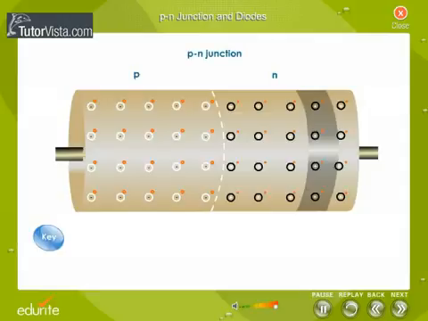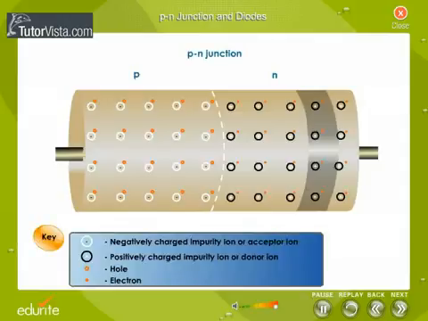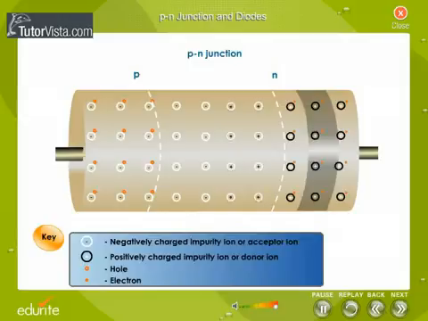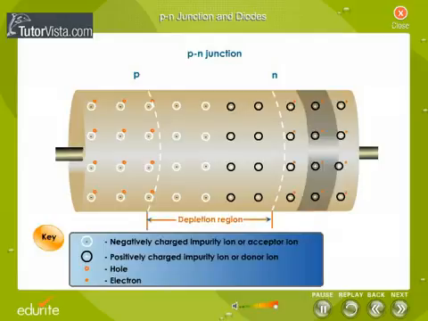P-n junction. As soon as a p-n junction is formed, electrons from n-type material and holes from p-type material diffuse into p-type and n-type material respectively. The electrons and holes diffusing towards each other combine near the junction. Each recombination eliminates an electron and a hole. As a result, the positive donor ions in the n region and the negative acceptor ions in the p region are left uncompensated, and this region forms the depletion region.